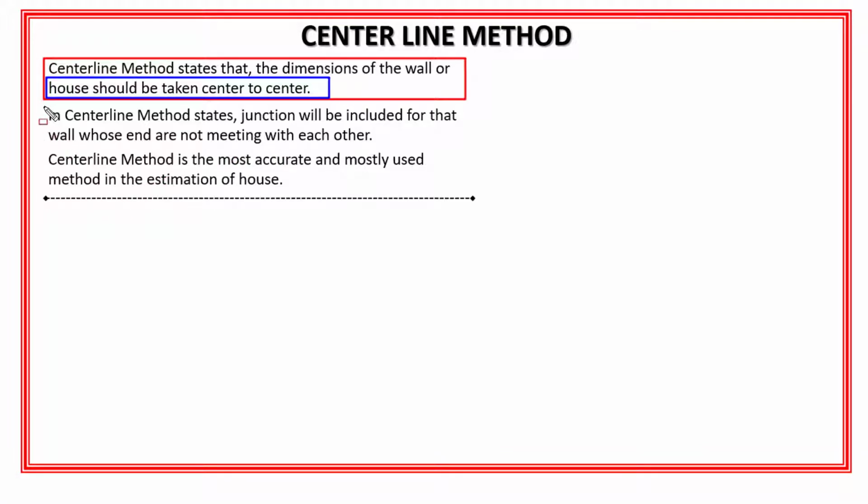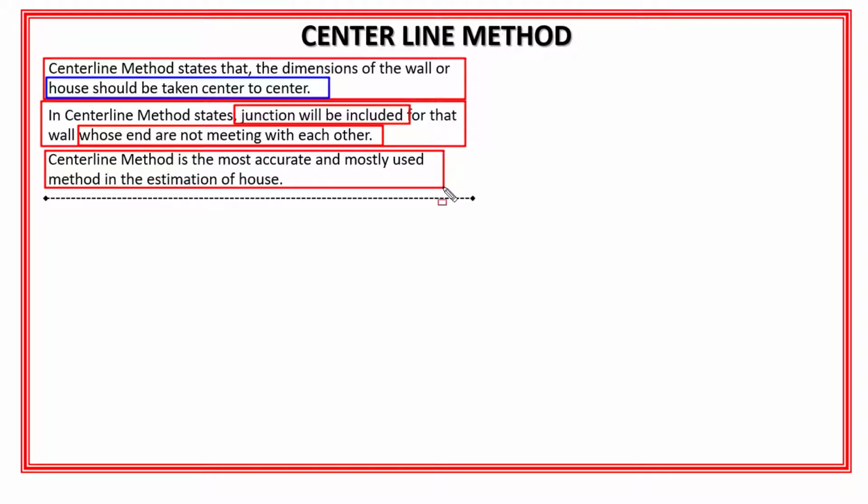Also in the center line method we will take the junctions for that particular wall whose ends are not meeting with each other. The center line method is one of the most accurate and mostly used methods for the estimation of a house, right? So this is a brief and simple description of center line method. And now let me explain the center line method with the help of an example so that you have a clear idea about it.